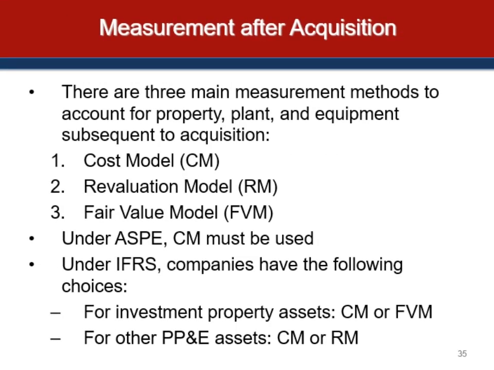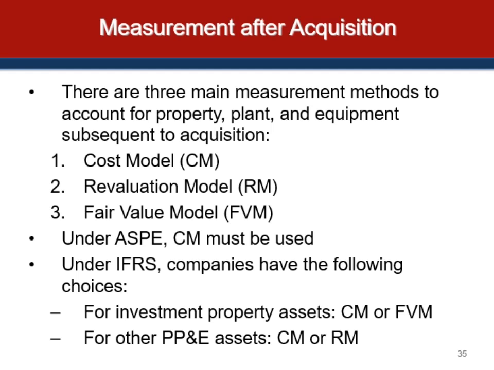Measurement after acquisition. What if transactions happen after the acquisition transaction? Well, companies have a choice between three different models depending on the type of asset and whether international or private entity standards are being applied. So IFRS or ASPE. The three models are a cost model, a revaluation model, and a fair value model. Now, the cost model is the most widely used and familiar. Property, plant, and equipment is measured at its cost to acquire, less accumulated depreciation, and any accumulated impairment losses. So depreciation and impairment losses would be covered in Chapter 11, the next chapter along the way.